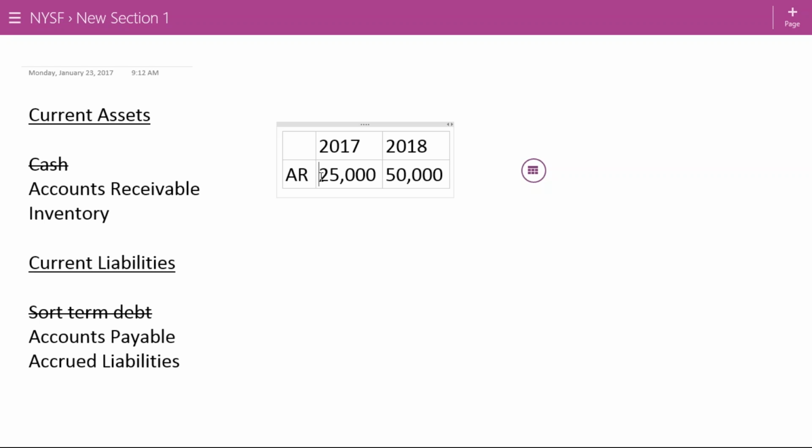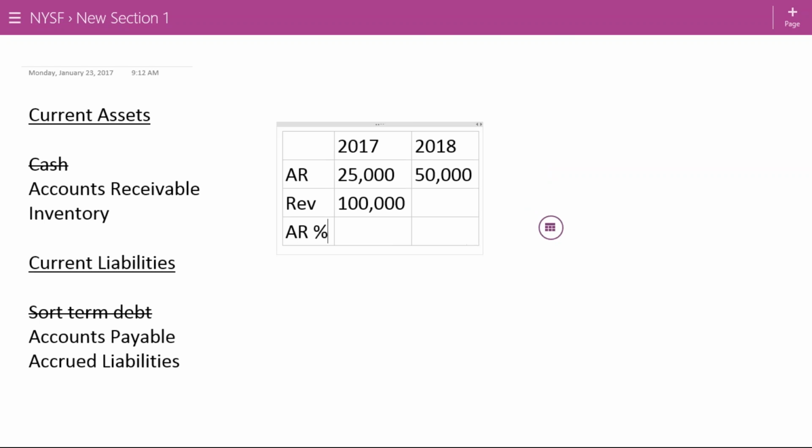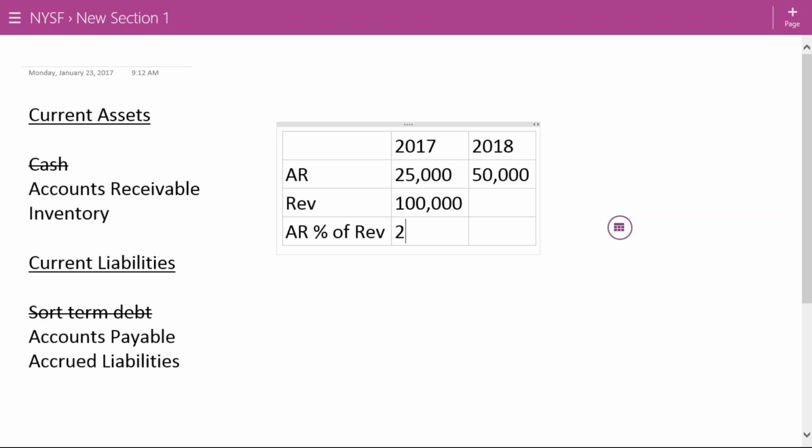That's why we always want to look at each one of these working capital line items in tandem with an operating line item, in this case, for example, revenue, because AR is based on revenue. So for example, if my revenue was $100,000, then my AR, as a percent of revenue, was 25% of revenue, right? In 2018, if my AR went up to $100,000, then my AR went up to 50% of revenue. Now there's a red flag, a potential problem, right?